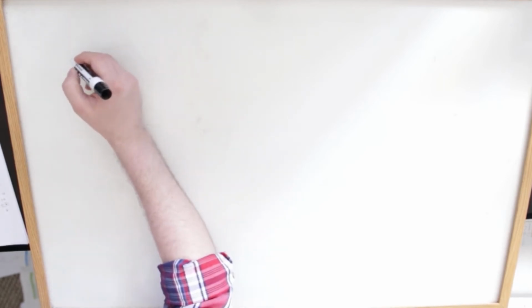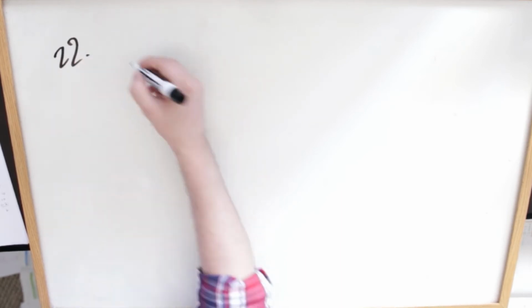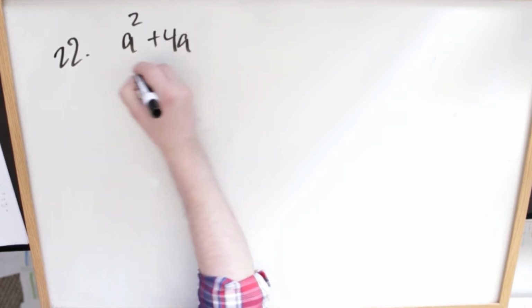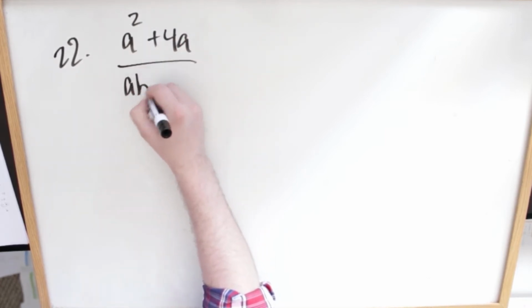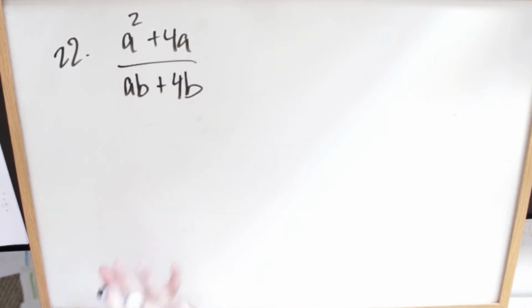Okay, so let's take a look at question number 22. This is out of the textbook. This is asking us to do a squared plus 4a over ab plus 4b. Now what we're going to do in most of these problems is factor pieces out of these expressions. Why are we doing that? Because when we do that, we'll likely find that things will cancel out, so we can reduce it down into its simplest form.